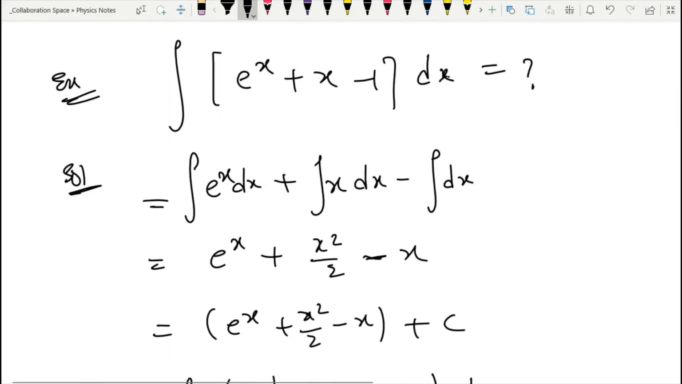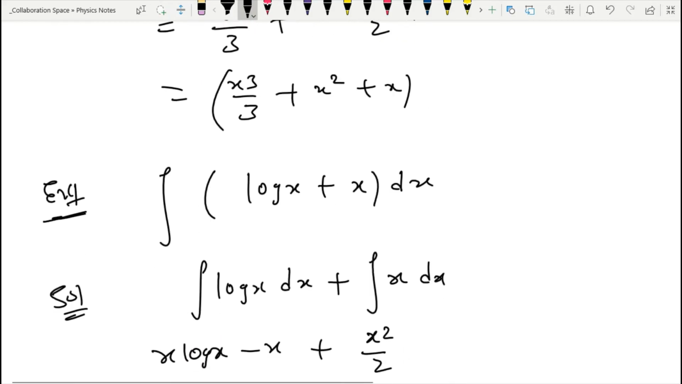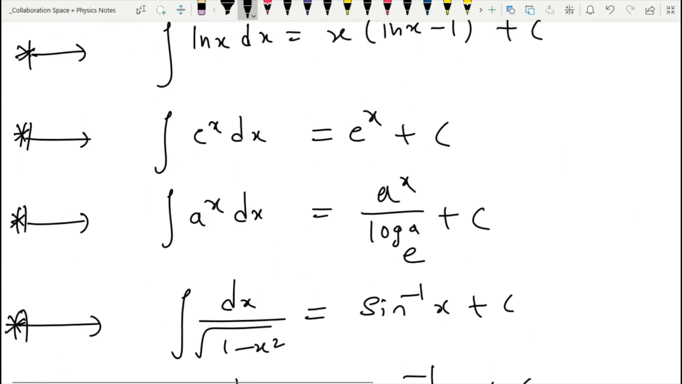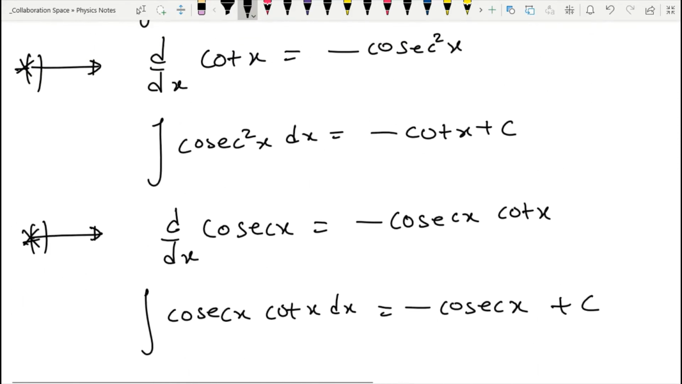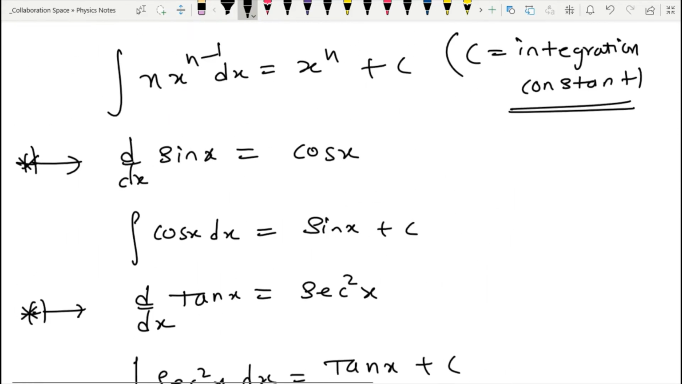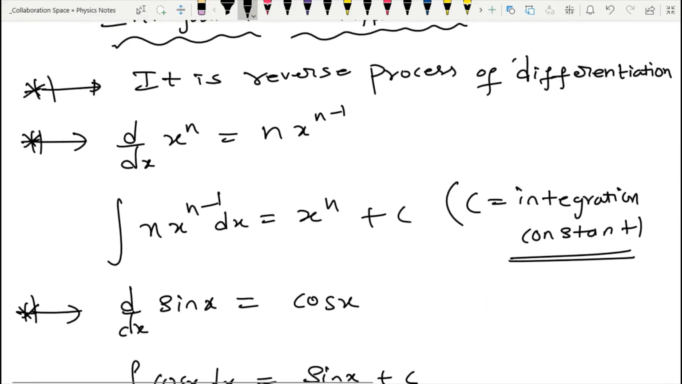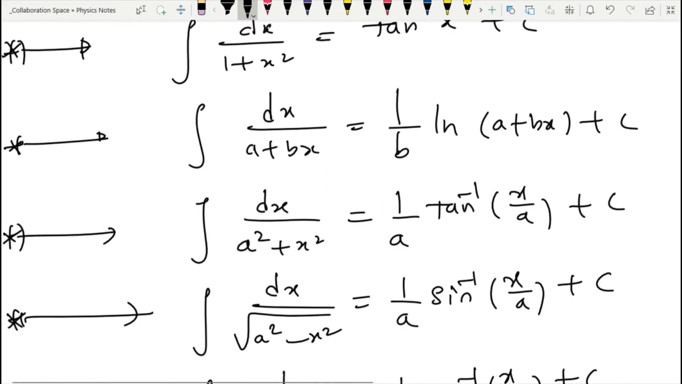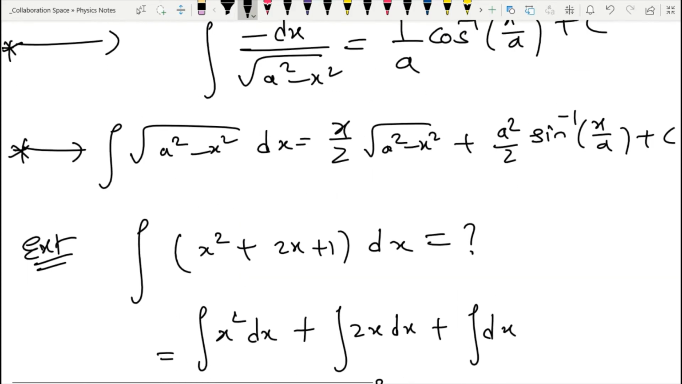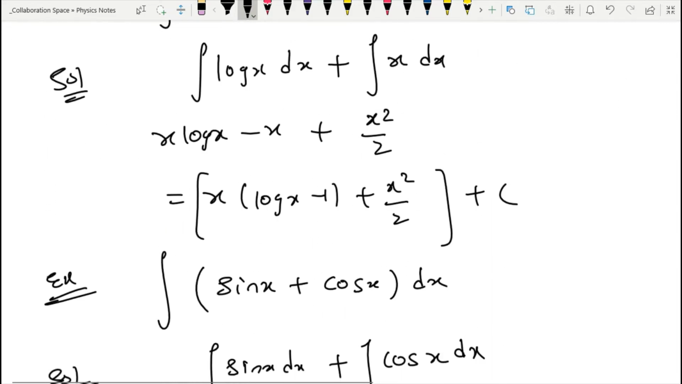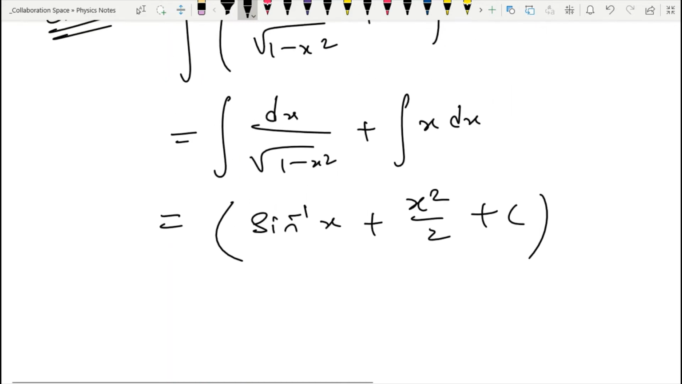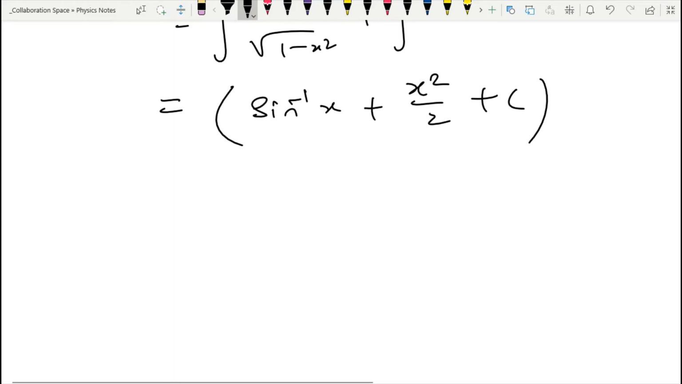Integration formulas are very important. Whatever the formulas that I have explained here, you need to read all the formulas, no exception. You need to read all the formulas given in the integration. There is no exception. We use this process frequently. Integration is very, very important in physics. We'll apply integration several ways.